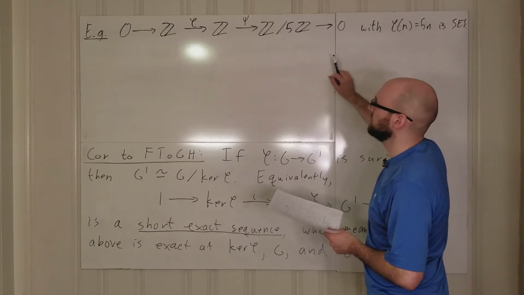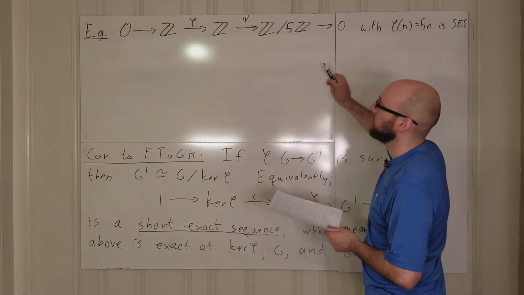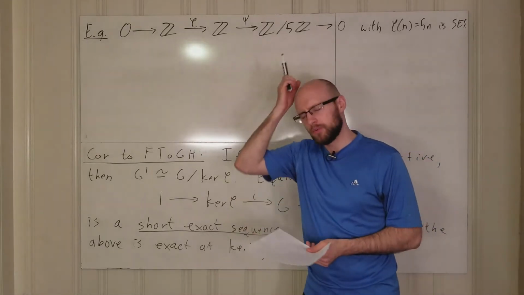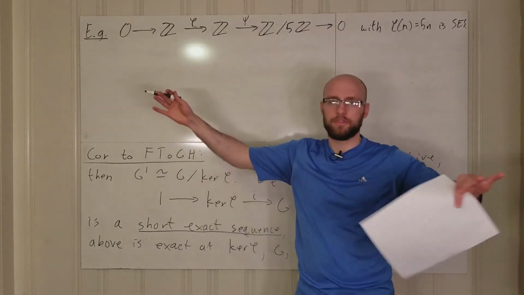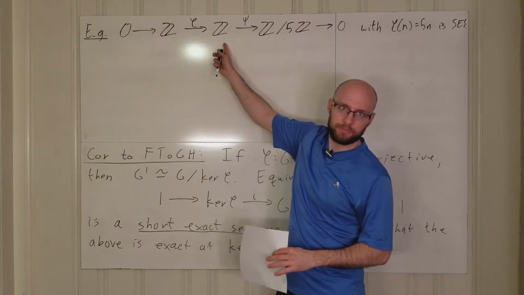Is that injective? Oh, yeah, of course. We're just multiplying by 5. So this is going to be all elements of Z, this is going to be all multiples of 5.